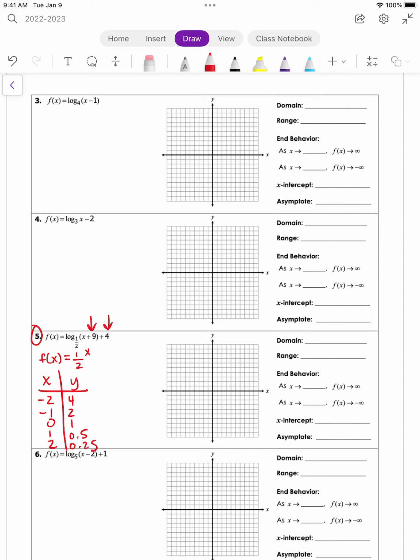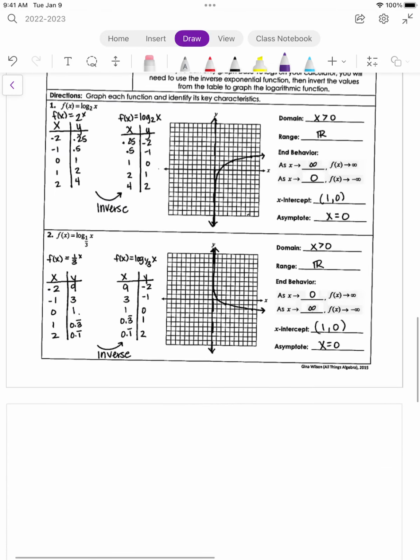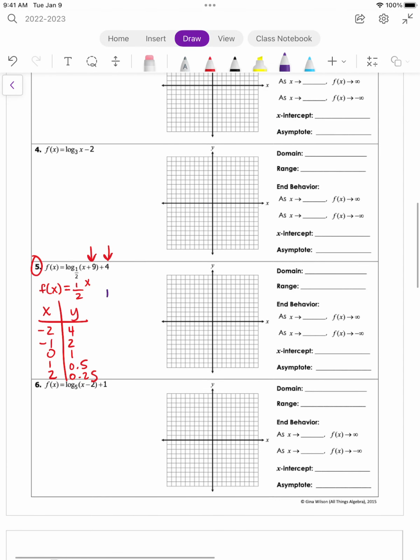Okay, let's flip it, right? This was just our exponential. Now we flip. Now we write our log table. And all I'm going to do is flip the x and the y's. So 4, 2, 1, 0.5, 0.25, -2, -1, 0, 1, 2. Okay, so I just flipped the tables.